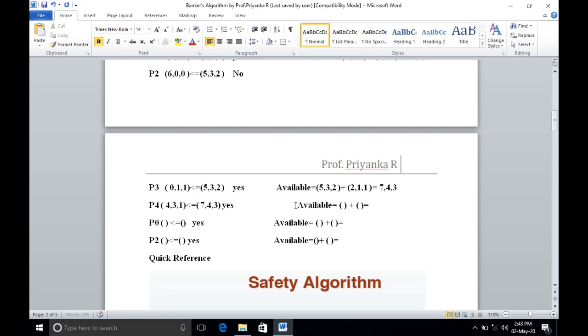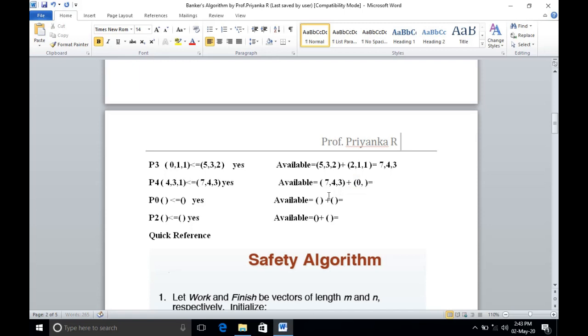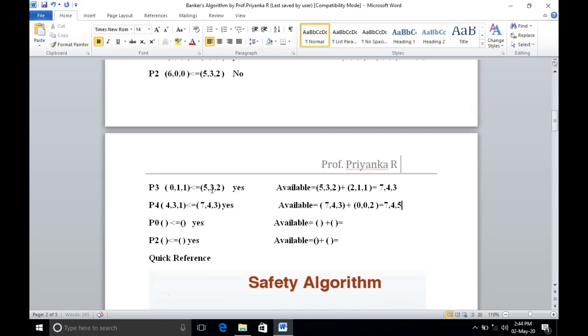So we are going to calculate our new available, which is 7, 4, 3 plus the allocation of P4. What is the allocation of P4? It is 0, 0, 2. So we are adding it, and the new available will be 7, 4, 5. This will be the new available after satisfying the request of P4.